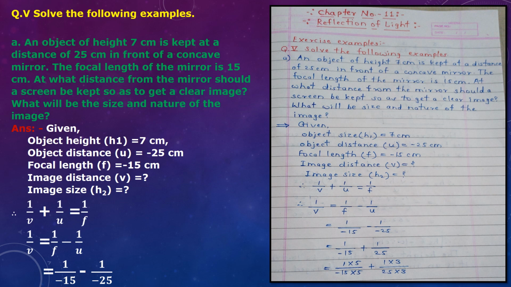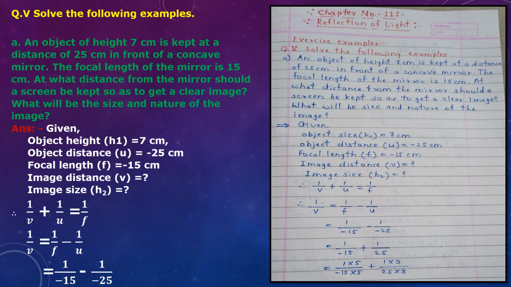Okay. So first example is: an object of height 7 cm is kept at a distance of 25 cm in front of a concave mirror. The focal length of the mirror is 15 cm. At what distance from the mirror should a screen be kept so as to get a clear image? What will be the size and nature of the image?